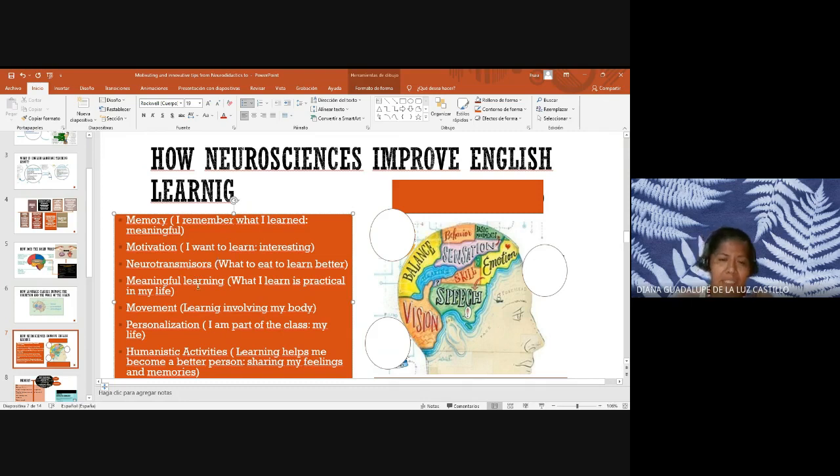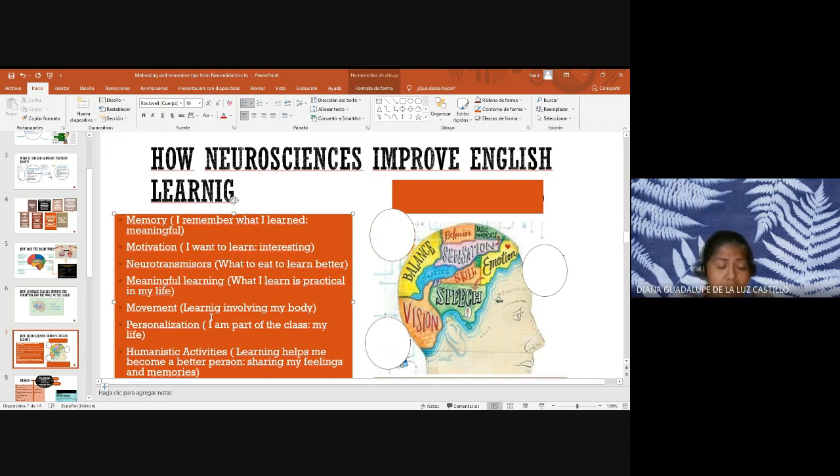What is meaningful learning? It's something that is practical for students' life. And if we get, as I told you, some movement in the class, students are gonna learn involving their body. If examples are personalized and you take the name of the students in the examples, or you take part of students' lives in the examples, they're gonna be considering that the class is part of their life, and they are part of a class, and so forth.